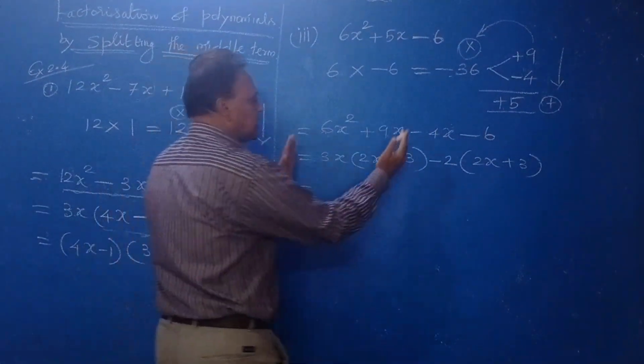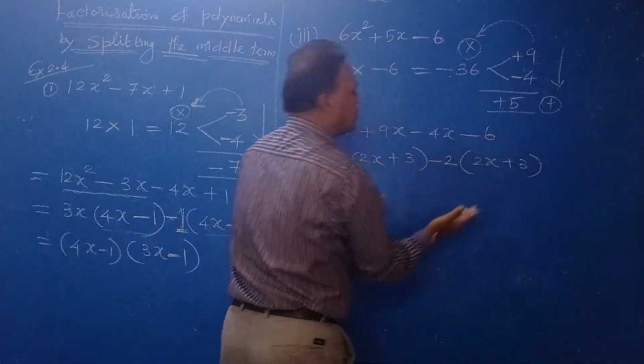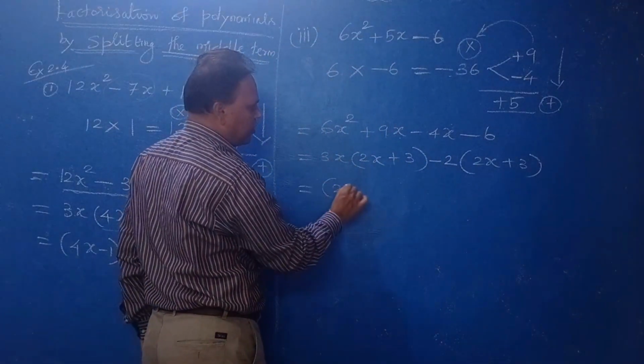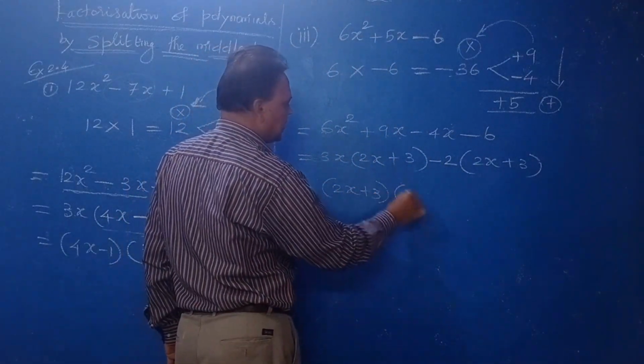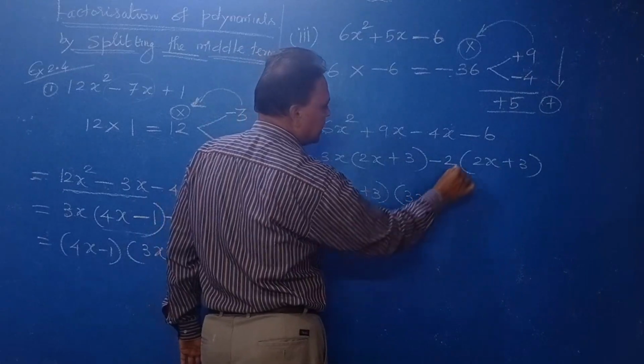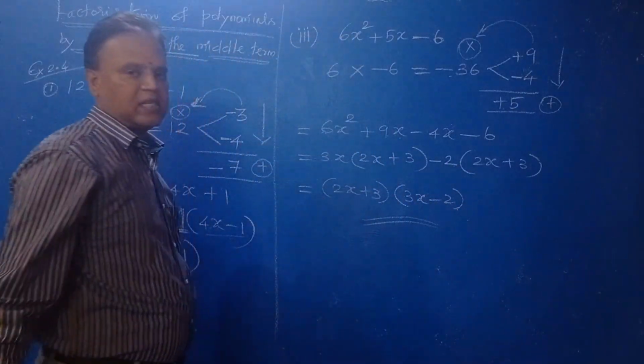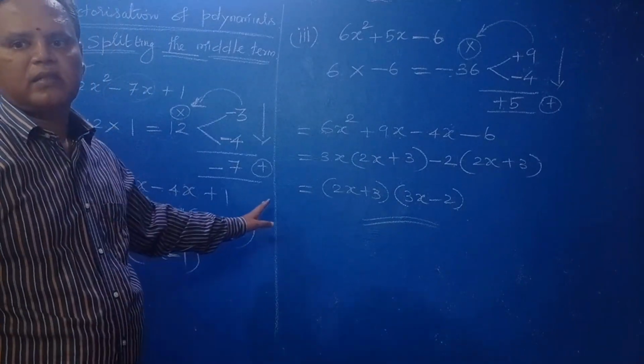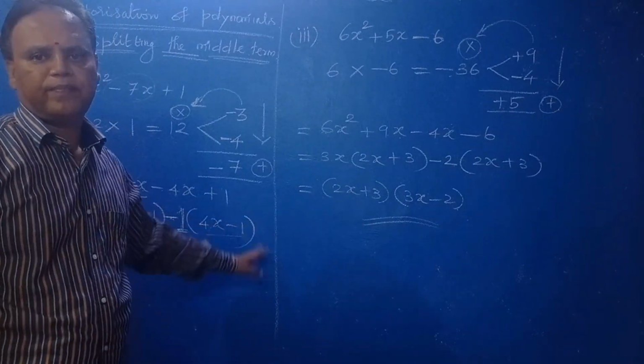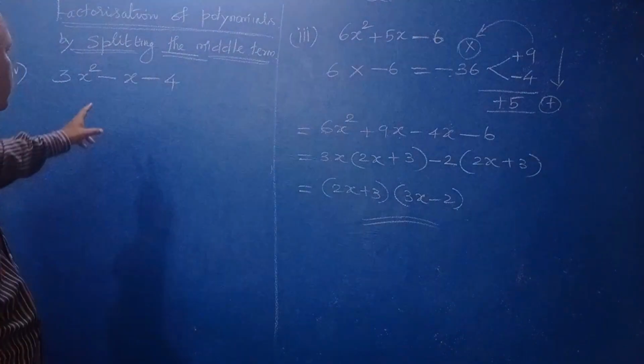Therefore, again this is one term, this is another term, in which what is common? 2x plus 3 is common. You take it out. That means the remaining is 3x here, and here minus 2. Resolved into two factors. Okay? Clear or not? Understand? Using this same way you have to do this problem also.